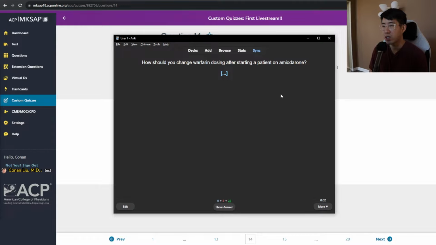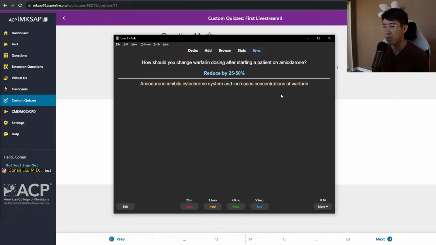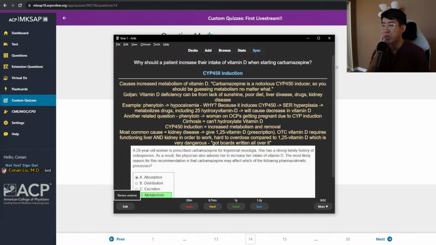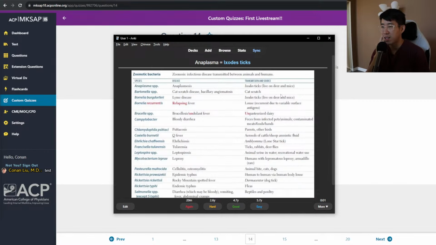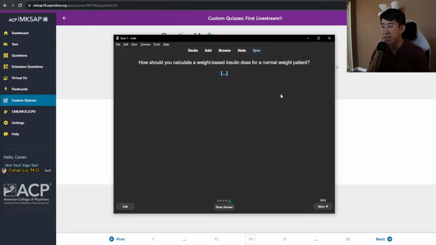How should you change warfarin dosing after starting a patient on amiodarone? That's going to be... amiodarone again is a CYP inducer, so it's going to reduce the level of medications in your blood. So you're going to have to increase the warfarin. Oh, amiodarone inhibits cytochrome. Oh, right. So how come my previous one said that it was an inducer? Oh, that's carbamazepine. Sorry. Yeah, I got that one wrong.